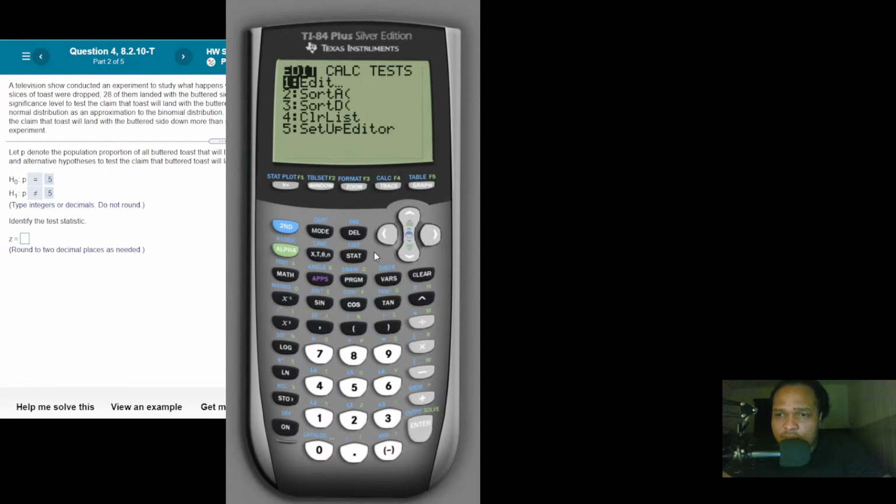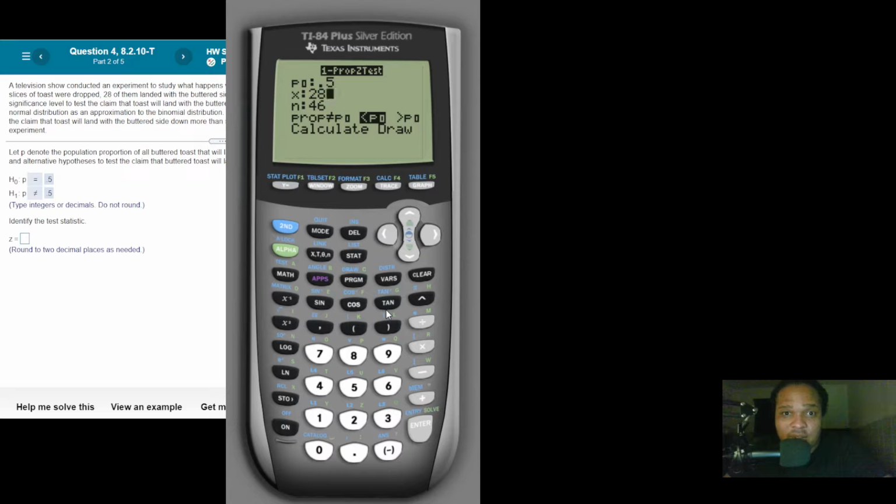We're going to go to stats. We're going to go to tests. This is proportion, it's not giving us standard deviation or means. So this is going to be a 1-prop Z test. Now it's asking us for our claim number. Our claim number is going to be the 0.5. Our X is always smaller than your sample size. It says when 46 buttered slices of toast were dropped, so the sample size is going to be 46. And your X is always the smaller number.